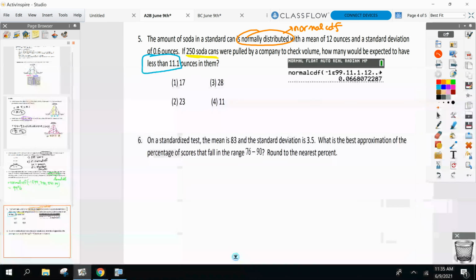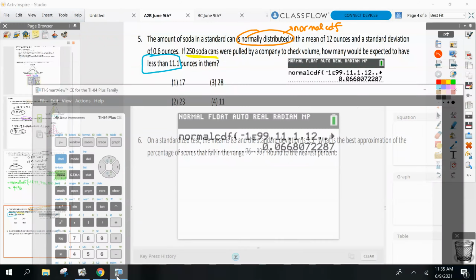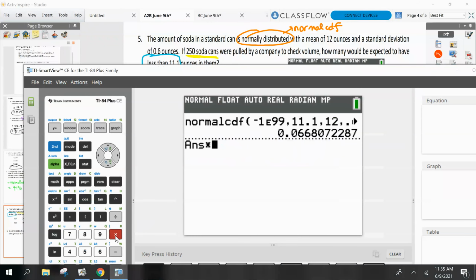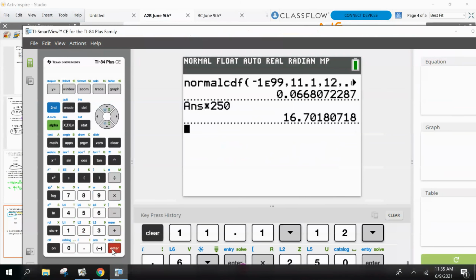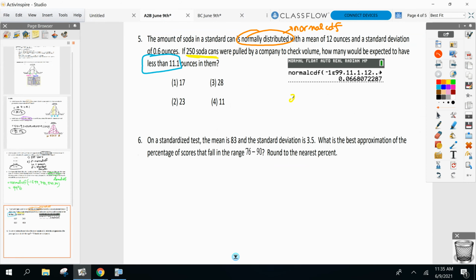And the 250. If I want to find out how many cans are below 11.1 ounces, I'm going to multiply them. I'll take my percentage I just found in the calculator and multiply it by how many cans I have, 250. So let me show that here. 250 cans times the percent as a decimal gives me about, what was it, 17? 17 cans.